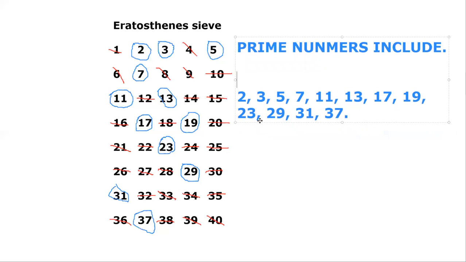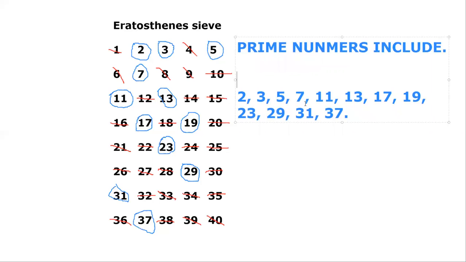So these are the prime numbers less than 40. Okay, so we have 2, 3, 5, 7, 11. So the first prime number is what? 2. The second one is 3. The third 5, 7, 11, 13, 17, 19, 23, 29, 31, 37. So these are the stated prime numbers that you have to know, okay?